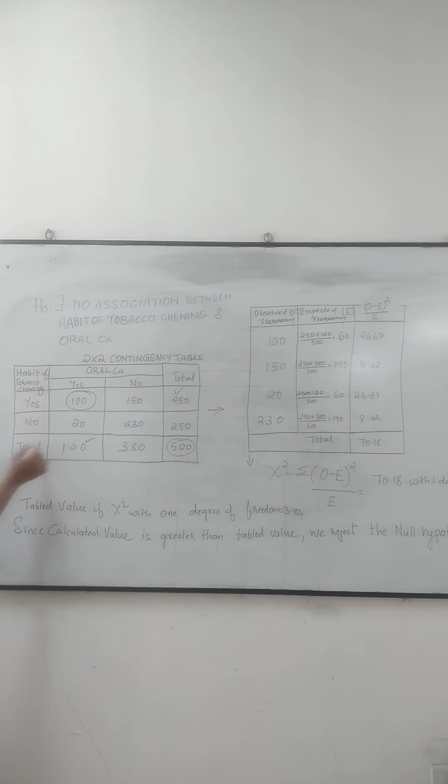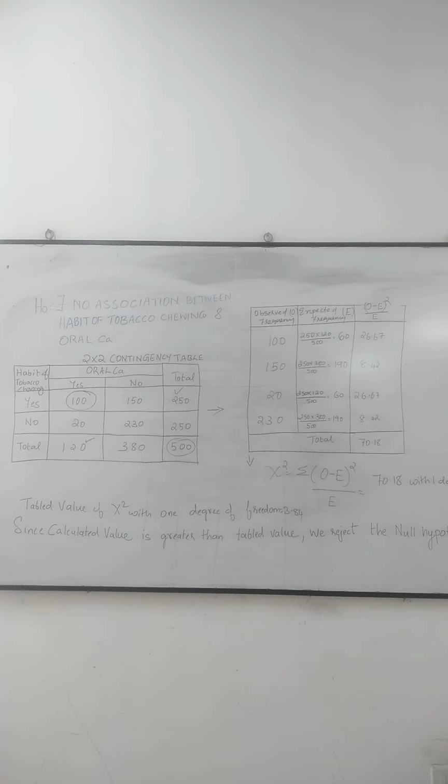And this total we won't consider in both the cases. Now, out of 250 who have the habit of tobacco chewing, how many have oral CA? 100 have oral CA. Out of 250 who do not have the habit of tobacco chewing, only 20 have oral CA. Now we want to check whether there exists any association. For each of these values, 100, 150, 20, 230, which we call observed frequencies, we want to calculate expected frequencies.